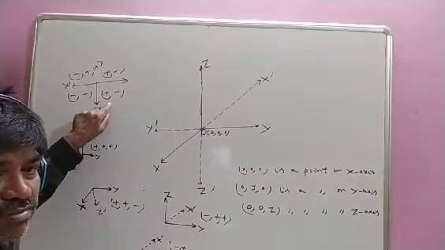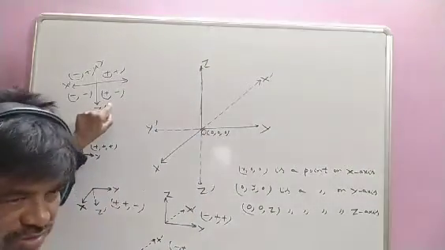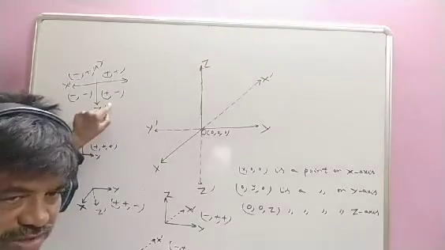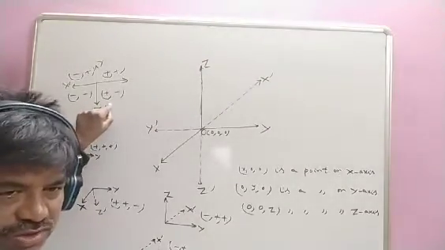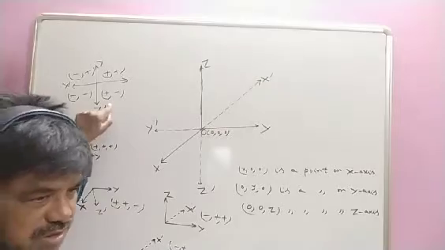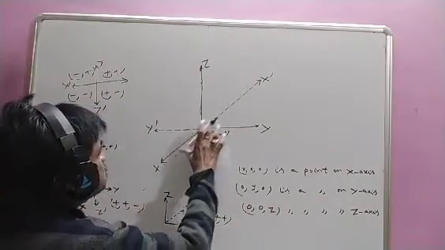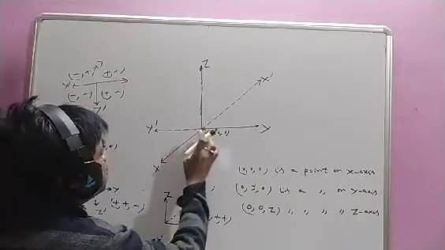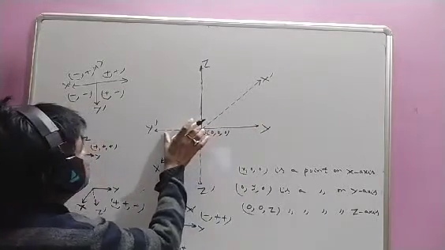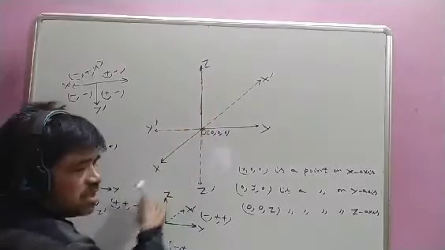Then the last one, plus minus. Below that, plus minus minus, because z goes lower, so the z coordinate is negative. So then plus minus plus. Yes, this is plus. Then this is minus. Then this is positive. Understood?